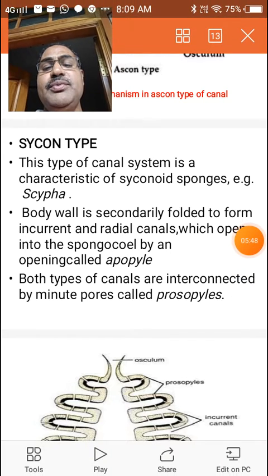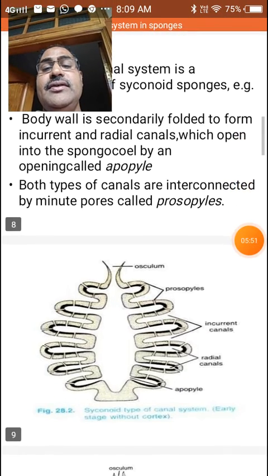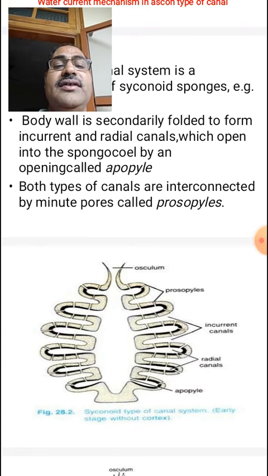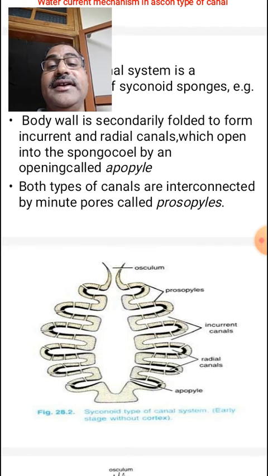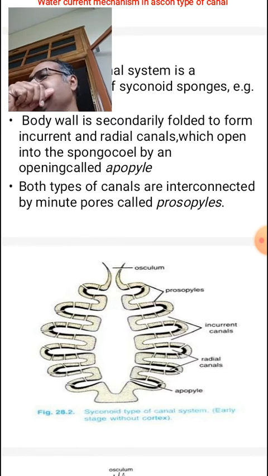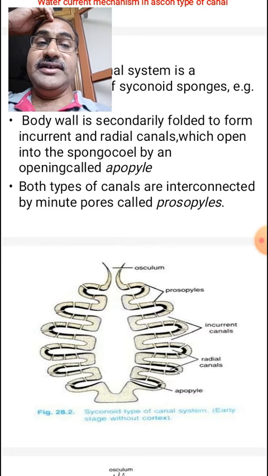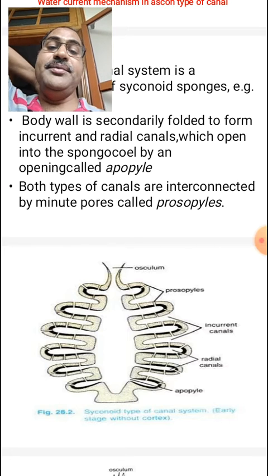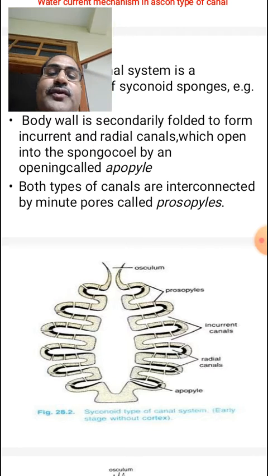Both types of canals are interconnected by minute pores called prosopyles. So these are the special structures present in the Sycon type: apopyles and prosopyles.